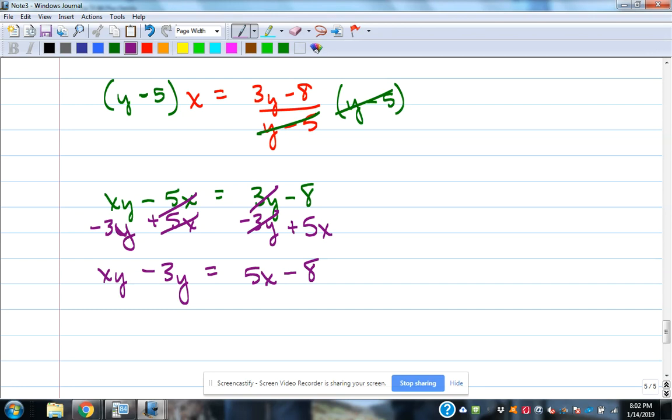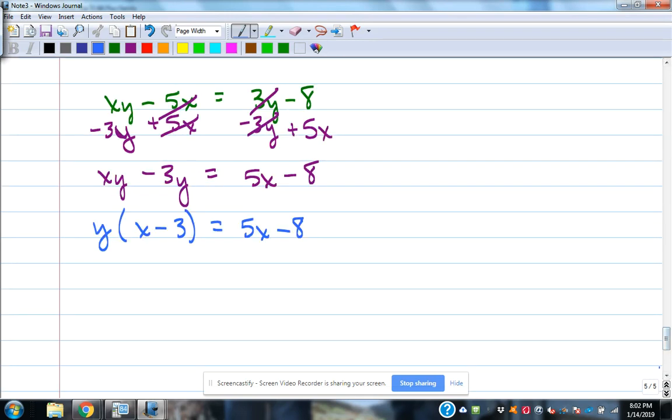Now, what does the left side have in common? Y's. So we take y out, get x minus 3, 5x minus 8 still in there. What do we divide by? Last step. That x minus 3 is what we divide by. Works out beautifully to get y by itself.